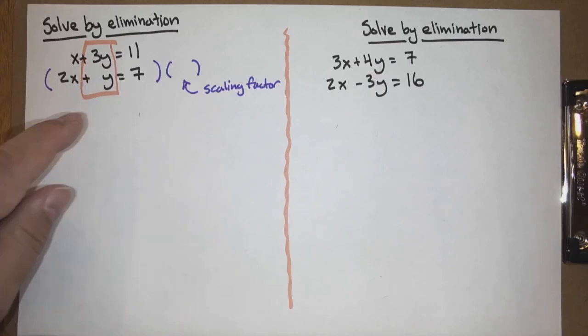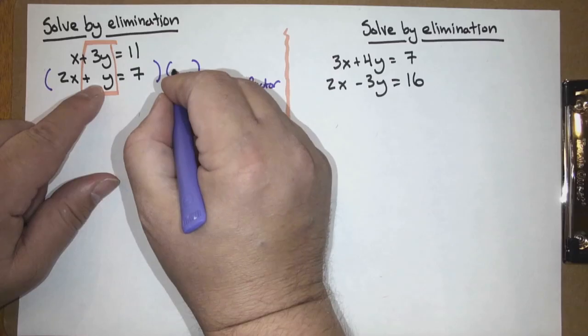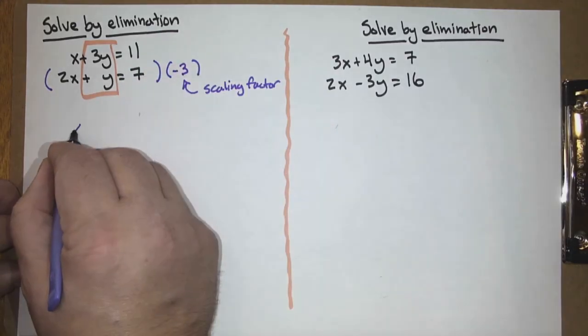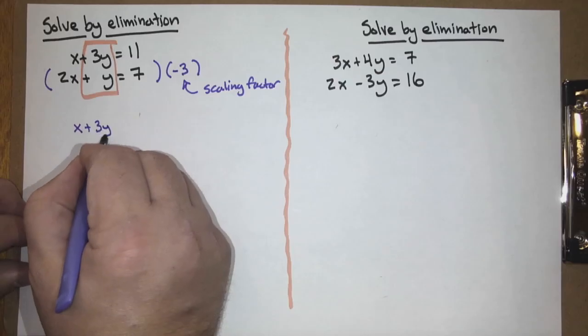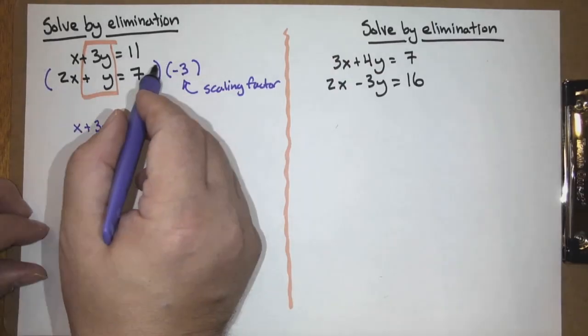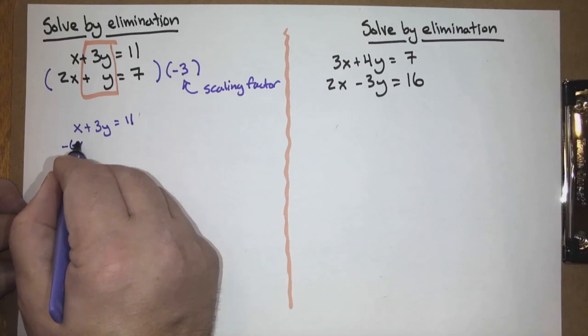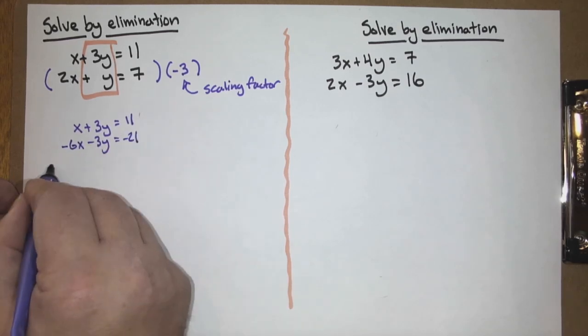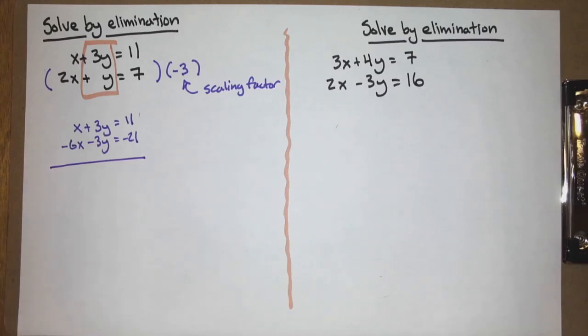Minus 3, right? So if I can make what's in front of here a minus 3, life is good. We still have the first equation, so x plus 3y equals 11. We distribute the minus 3 to everything: minus 6x, minus 3y, minus 21. Now add the equations together.